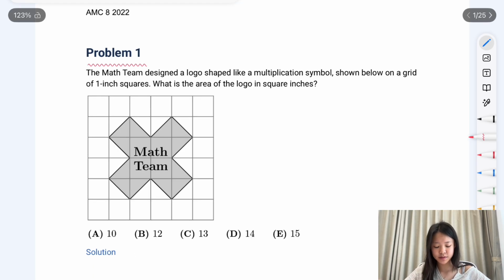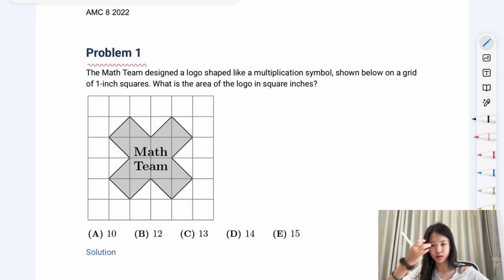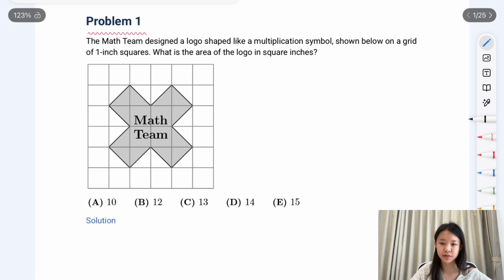So problem 1 asks, what is the area of the following logo in square inches? We can split this into a few familiar shapes that we know. For example, it gives us this grid, so we can use that to find the area.